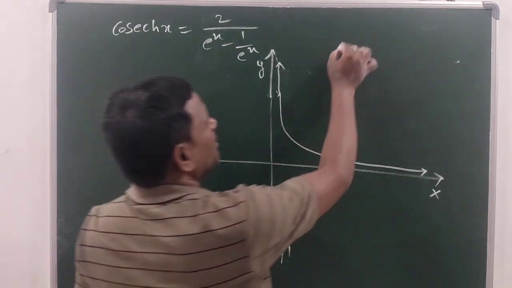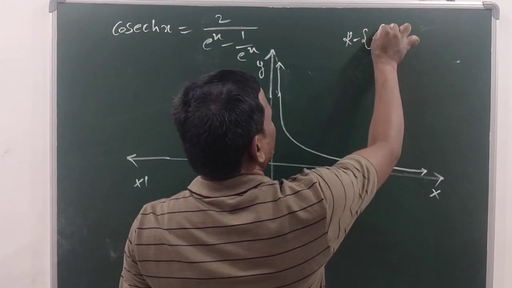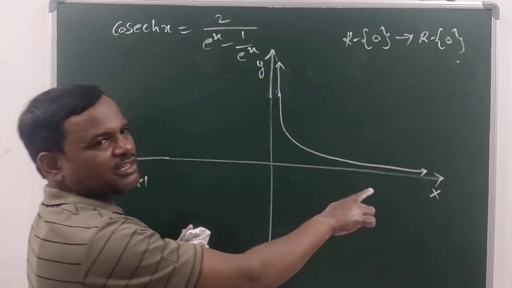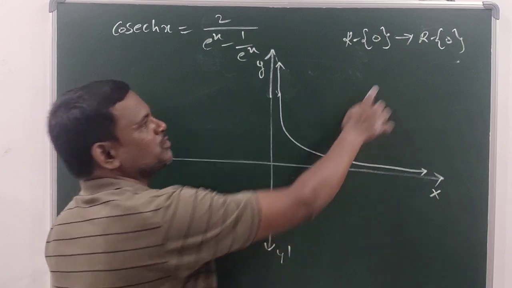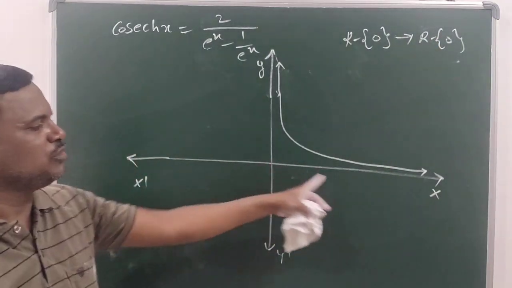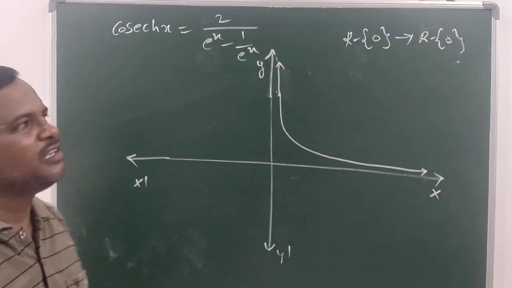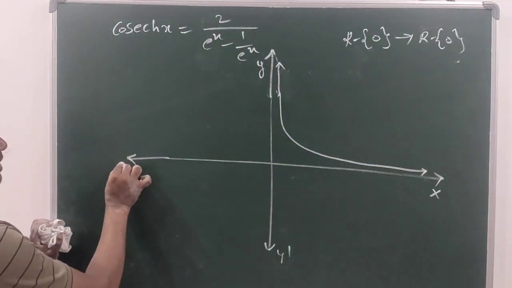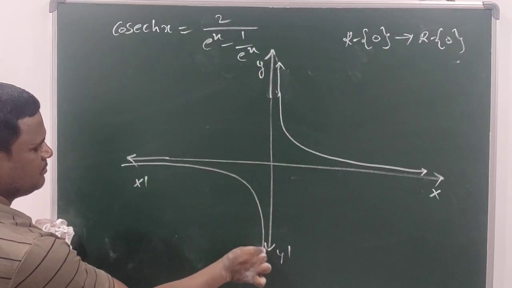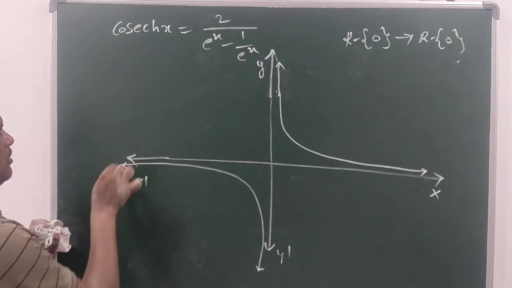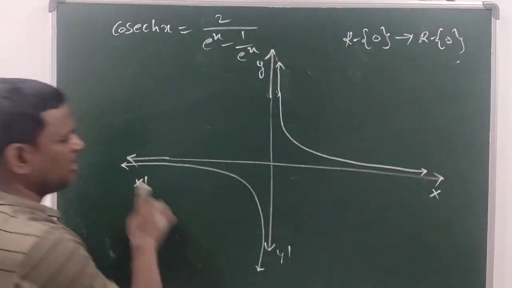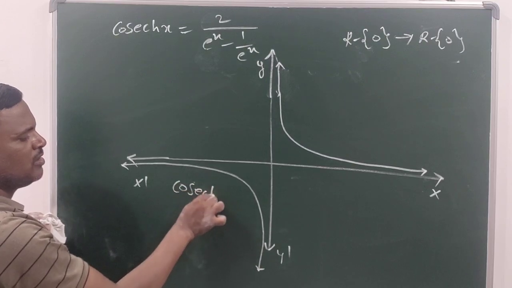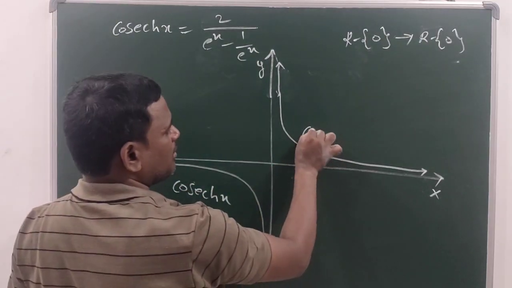What is the domain of cosech x? R minus 0 to R minus 0. Now in the domain place, I kept positive real values, so that I got range also positive real. Similarly, when you write negative domain values, you get the graph like this. Range never be 0, domain also never be 0. You get the graph like this. Okay, this is also a strictly decreasing function.